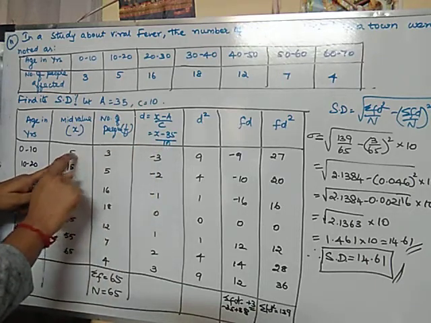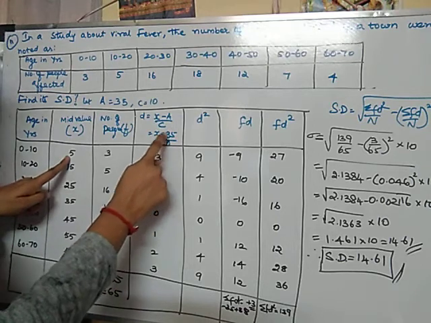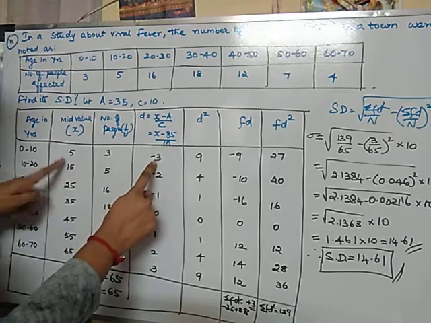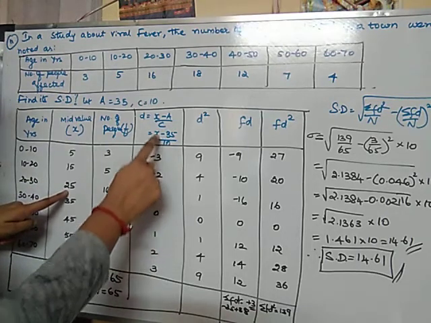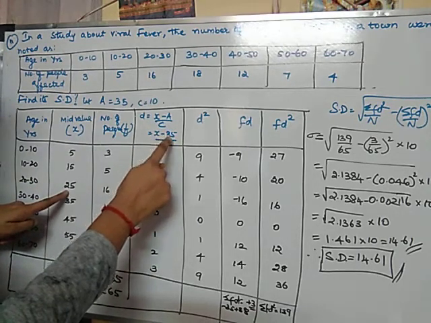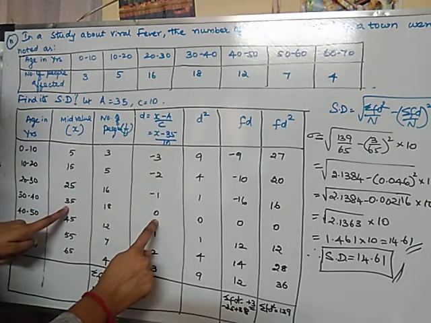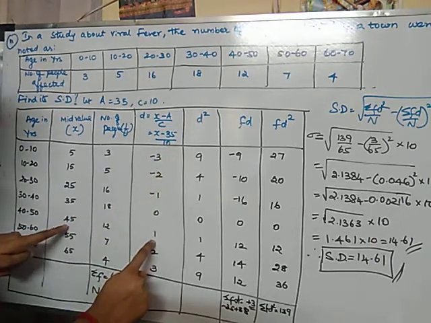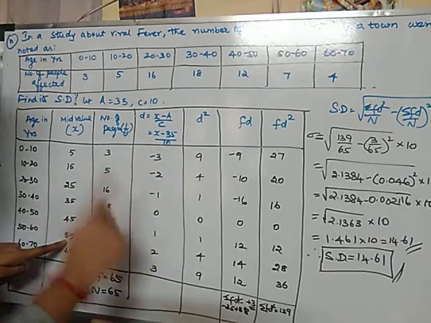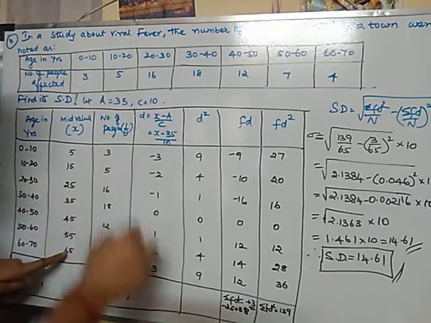So 5, first data is 5. 5 minus 35 by 10, which is 5 minus 35 is minus 30. Minus 30 by 10 is minus 3. Similarly 15. 15 minus 35 by 10, which is minus 2. 25. 25 minus 35, which is minus 10. Minus 10 by 10 is minus 1. 35 minus 35 by 10, 0, is it not? 0 by 10 is 0. 45 minus 35, which is 10. 10 by 10 is 1. 55 minus 35, 20. 20 by 10 is 2. 65 minus 35, 30. 30 by 10 is 3.